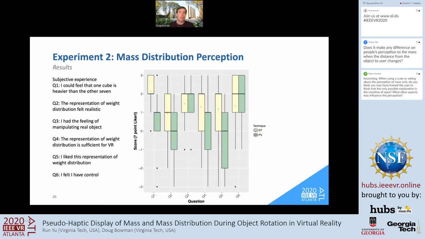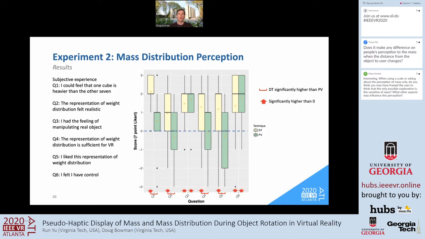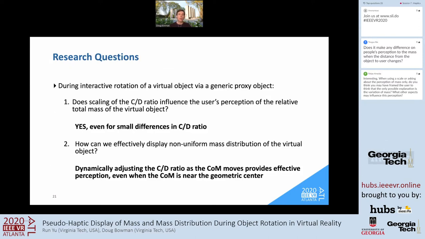In terms of subjective experience, here are the results. We see that for 4 of the questions, dynamic torque had significantly higher ratings than the pivot point technique. And for all the questions, dynamic torque was significantly higher than 0, but only for 2 of the questions was the pivot point technique higher than 0. So our conclusion for research question 2 is that if we dynamically adjust the CD ratio as the center of mass moves, then we do get effective perception, even when the center of mass is near the geometric center.